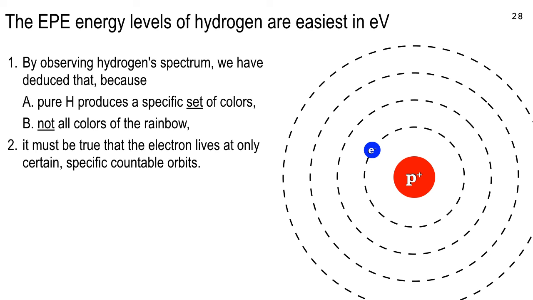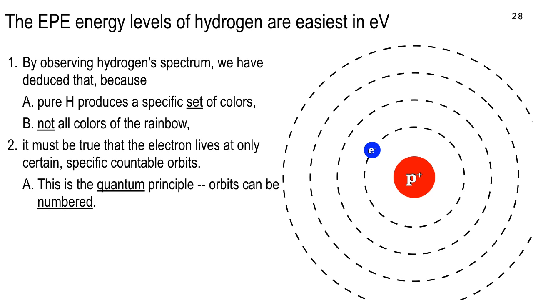And that's because when the electron drops from a higher orbit to a lower orbit, it emits a photon of light. And that's the quantum principle: orbits can be numbered, and we know they're numbered because not all colors of the rainbow are permitted. There are only certain amounts of energy and therefore certain wavelengths, certain types of colors, that the hydrogen atom permits, or I should say emits.